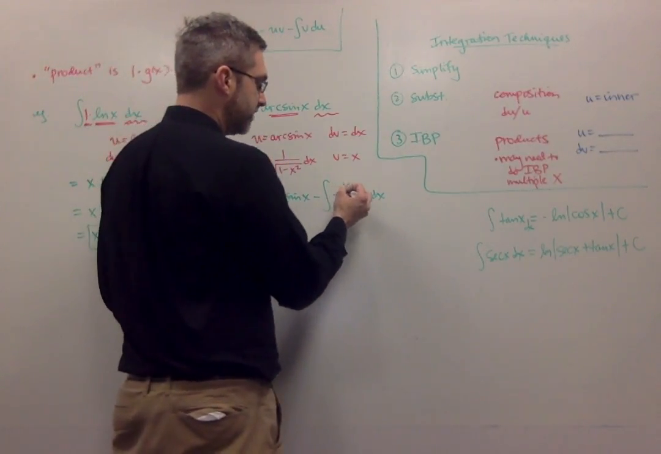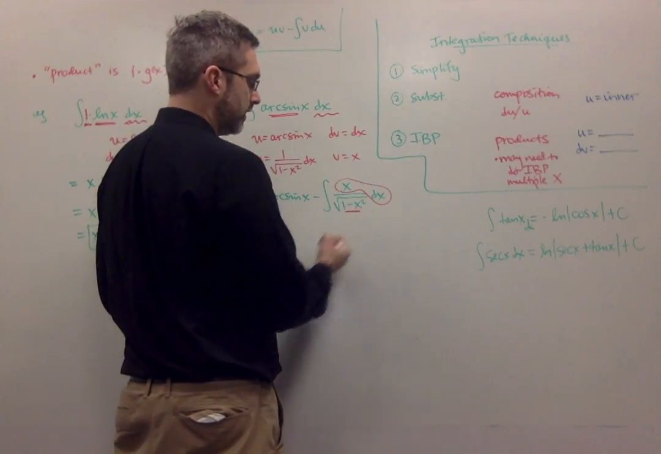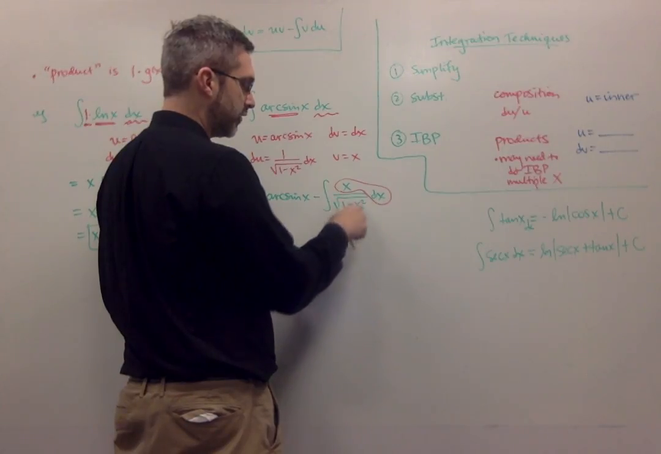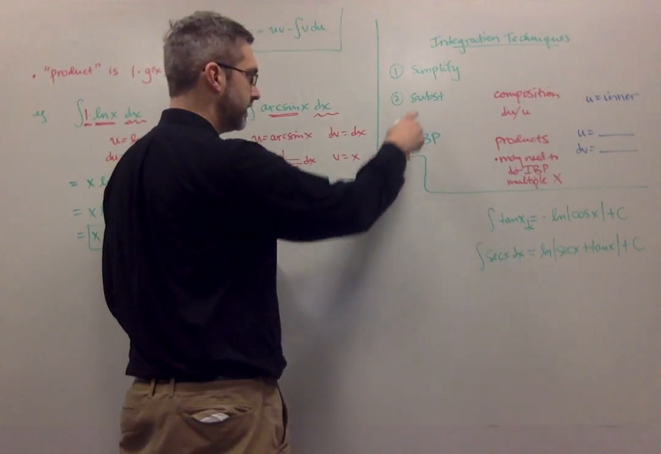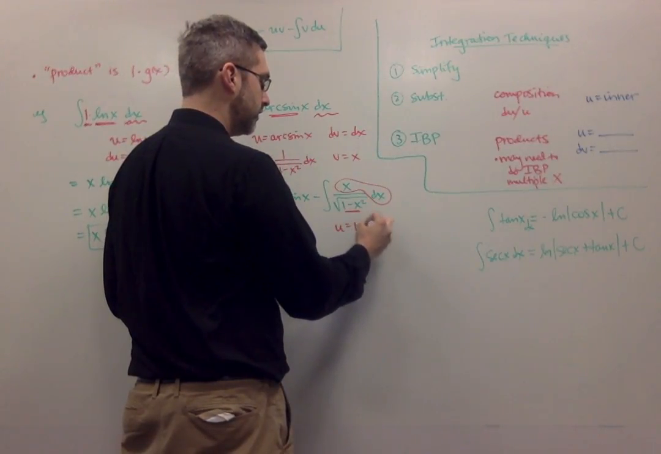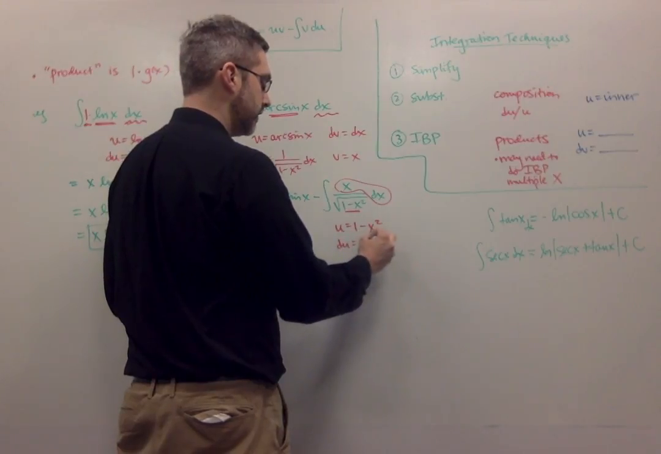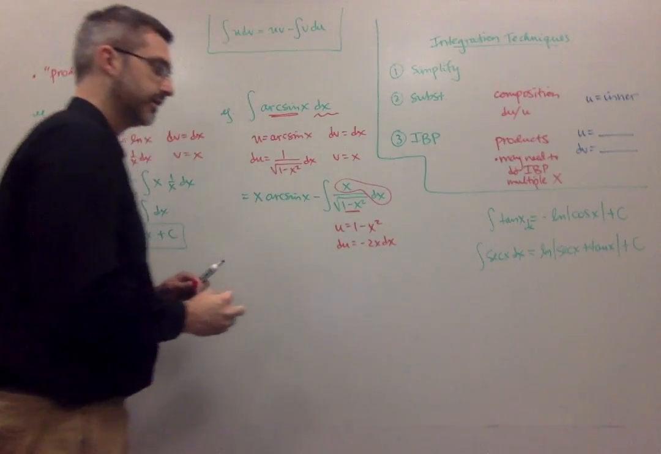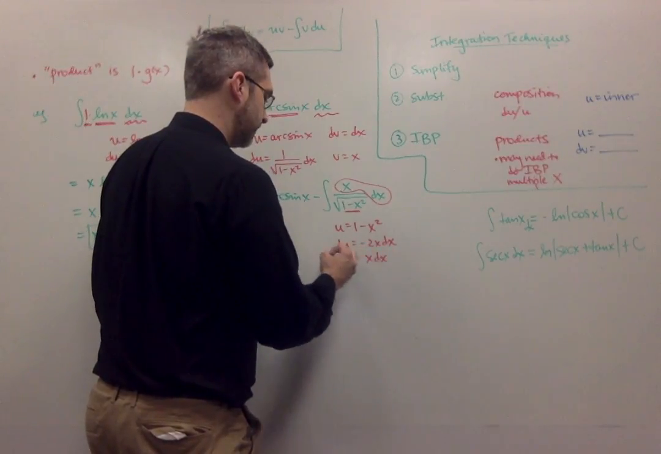Notice that I have an x dx here. That's kind of a signal. That's kind of the derivative of what's inside here. And I see a composition. So here, I'm actually tempted to do substitution. u equals 1 minus x squared, and so du is going to be negative 2x dx. And lo and behold, that x dx is sitting there.